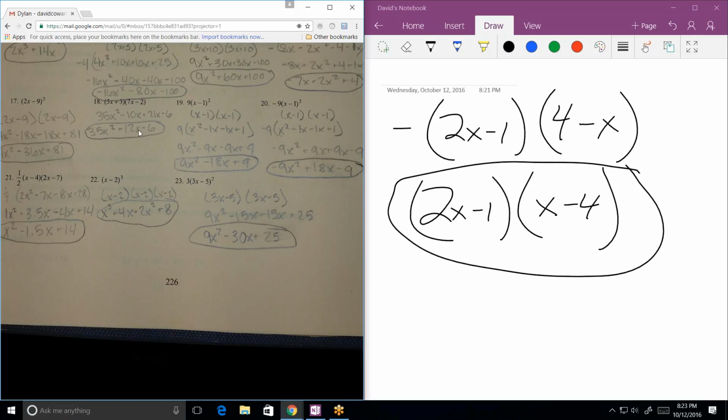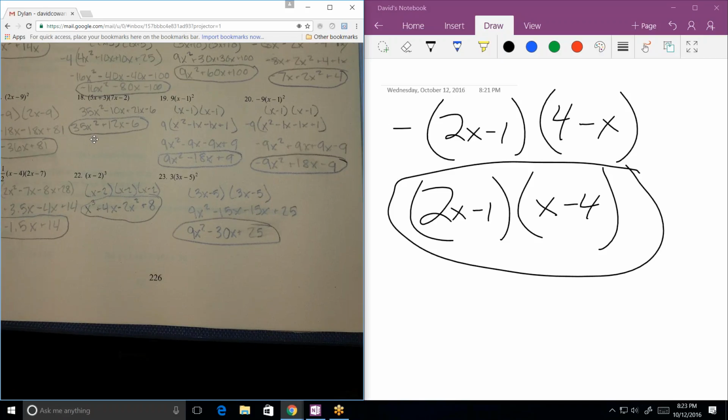Minor math error in number 18. What's minus 10 plus 21? It's 11, not 12. Oh, it's 11. Yeah, my bad. That's all right. All I'm doing is checking to see you don't have mistakes.